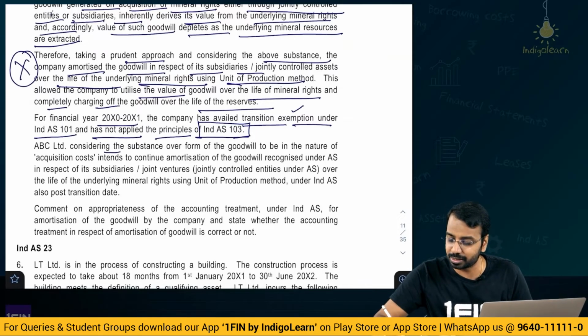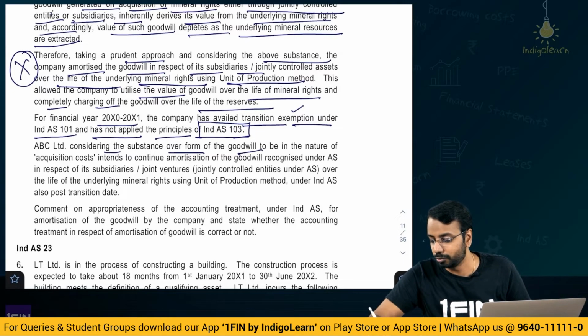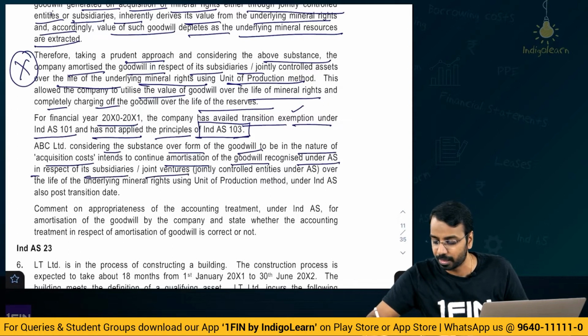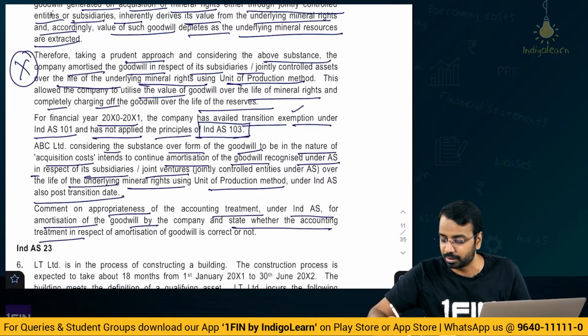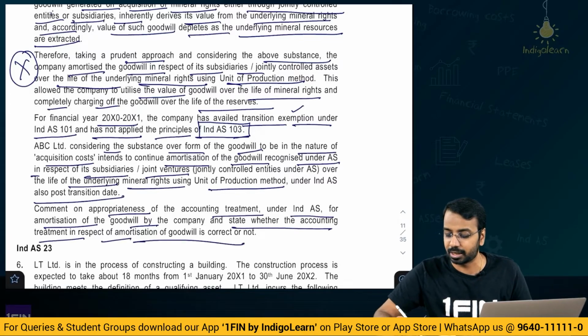ABC Limited, considering the substance over the form of goodwill to be in the nature of acquisition cost, intends to continue amortization of goodwill recognized under AS in respect of its subsidiaries and joint ventures over the life of the underlying mineral rights, unit of production method under Ind AS also post transition. Comment on appropriateness of the accounting treatment under Ind AS for amortization of goodwill by the company, and state whether the accounting treatment in respect of amortization of goodwill is correct or not.